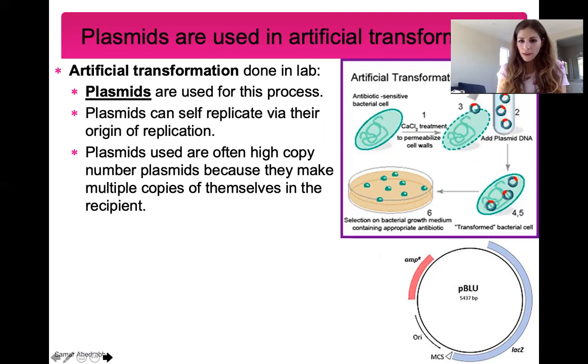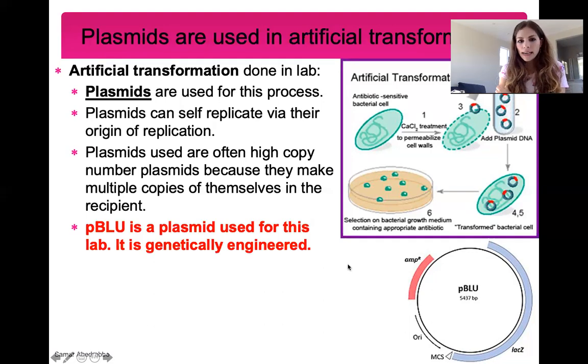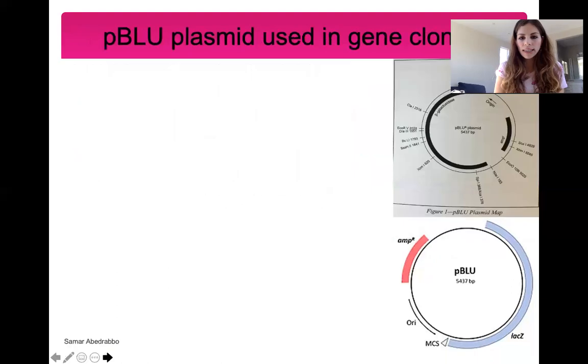You can buy different plasmids. Usually we use plasmids that are high copy number plasmids, so they can make a lot of copies of themselves in the recipient, which is bacteria. In this lab, you're going to use a plasmid called pBLU. It's a genetically engineered plasmid, meaning it's a plasmid that a scientist or a group of scientists have made.